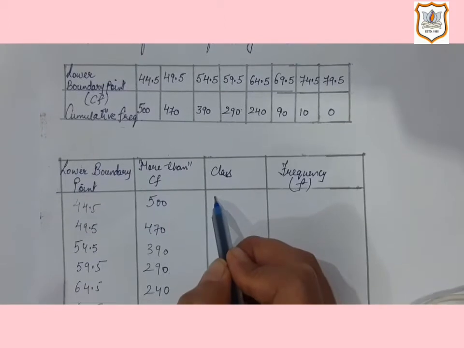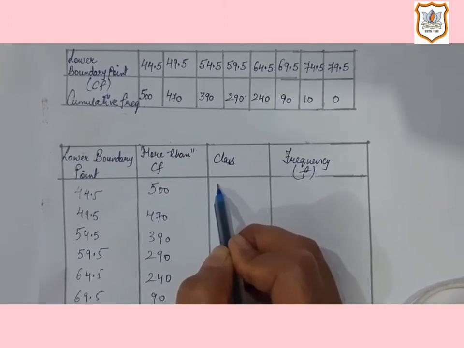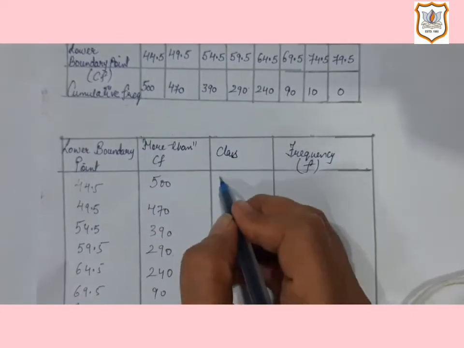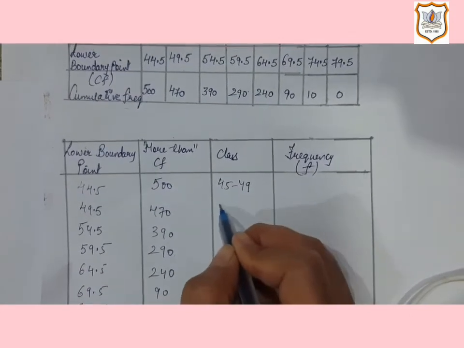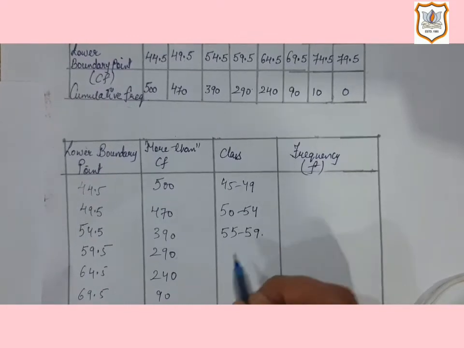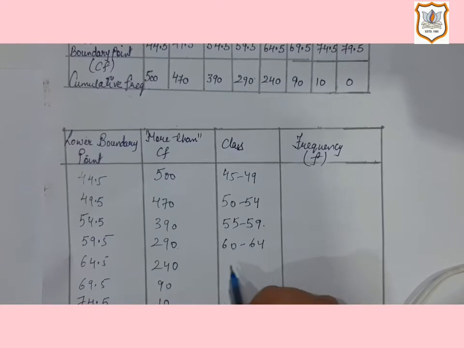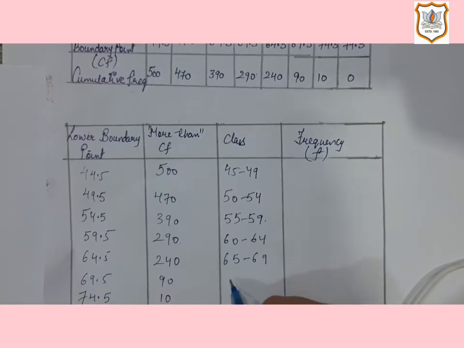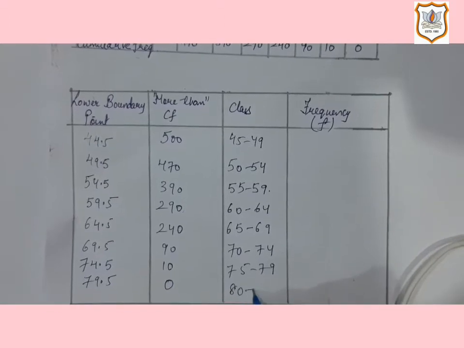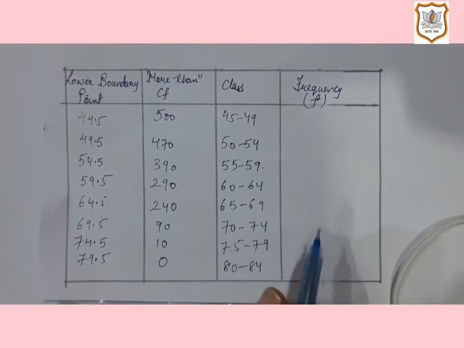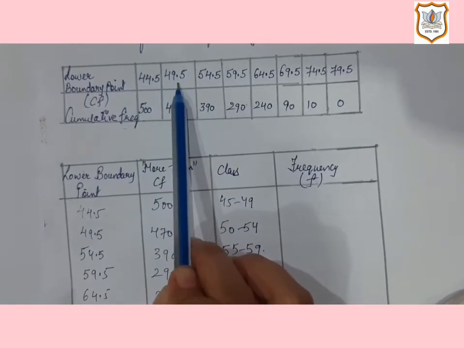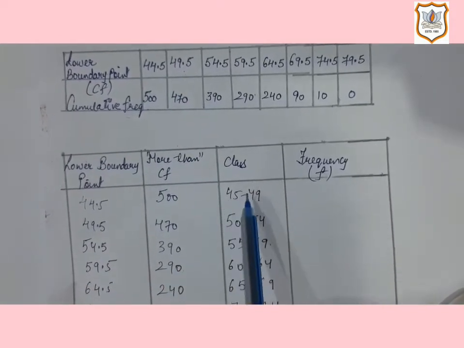So, here I will write the classes as I said before, subtracting 0.5 from the upper limit and adding 0.5 to the lower limit. So the initial class will be 45 to 49. Next class will be 50 to 54. Then 55 to 59. Then 60 to 64. Then 65 to 69, then 70 to 74, 75 to 79, and the last class 80 to 84. What we have done, we have added 0.5 to the lower boundary point and subtracted 0.5 from the upper limit. This way we have found all the classes.